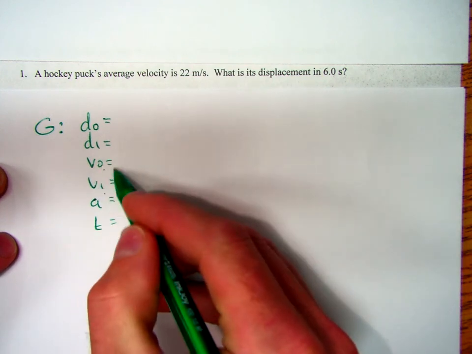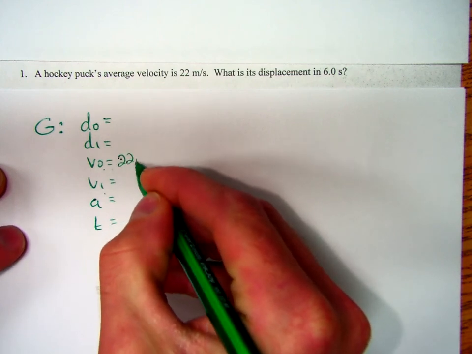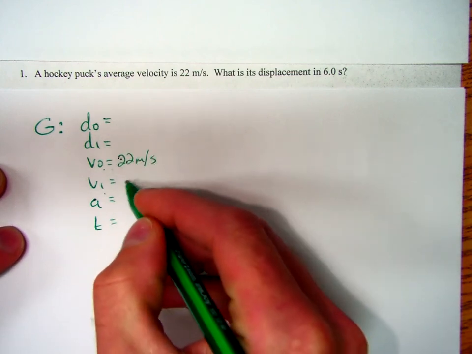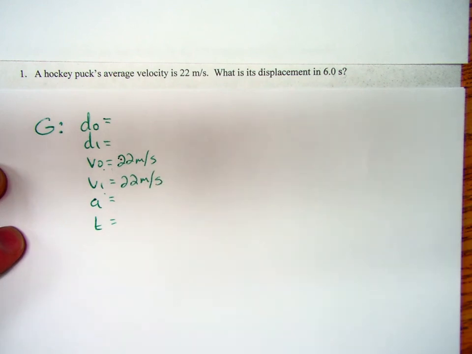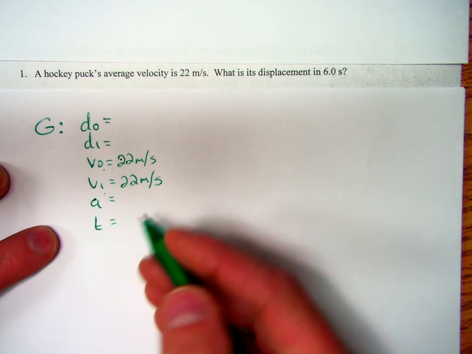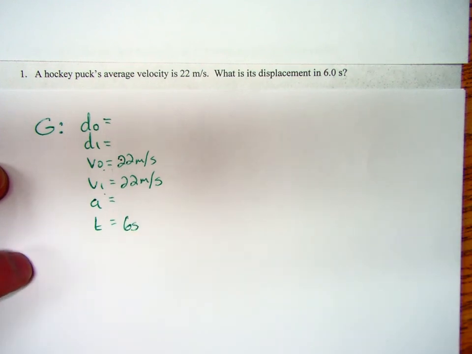So really you can put these together and just say that V0 is 22 meters per second and V1 is also 22 meters per second. Okay? And that means it has constant velocity according to this scheme we're using. Even though it might change, we're not worrying about that. So we're going to write our time, 6 seconds. And they're looking for the displacement.